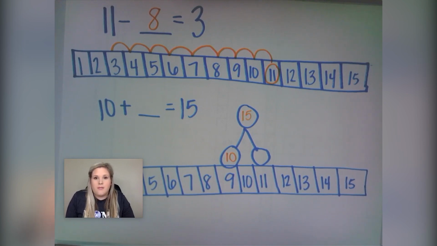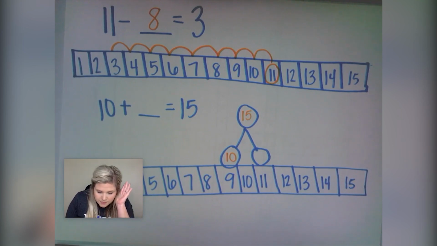Now it's time to find our missing number. What related fact could we use to complete our number bond? Can you tell me a number that I can add to 10 to give me 15? I heard some of you say the correct answer. Let's solve it and see if your answer was correct.